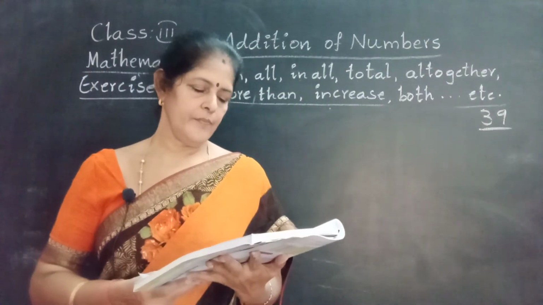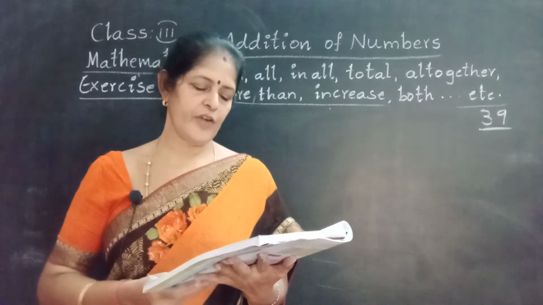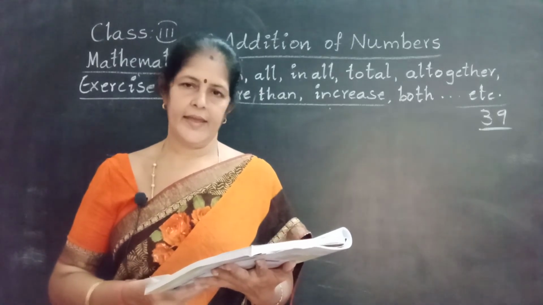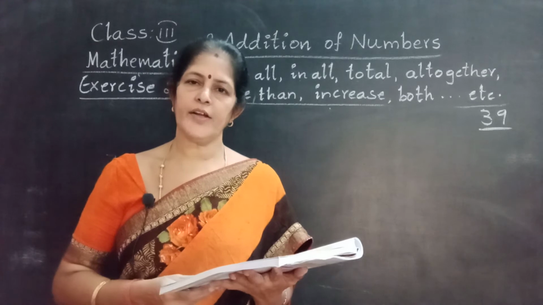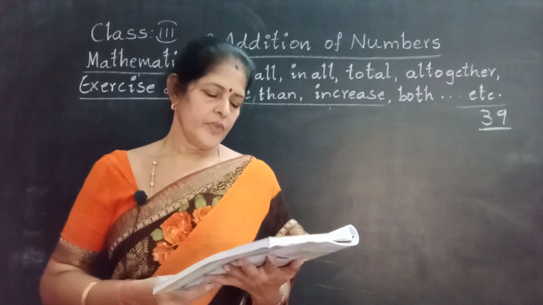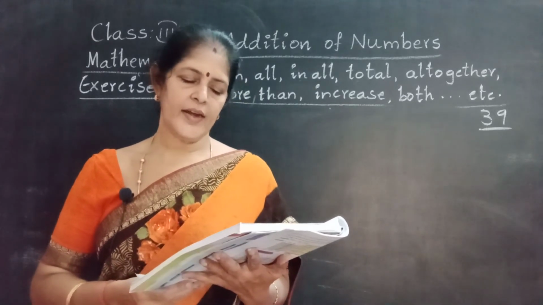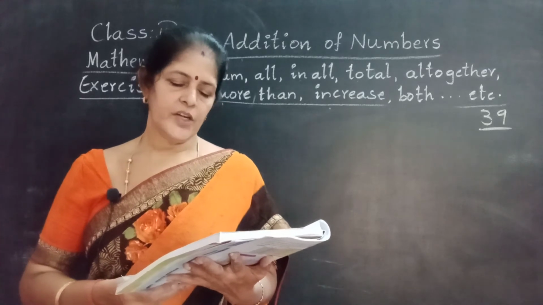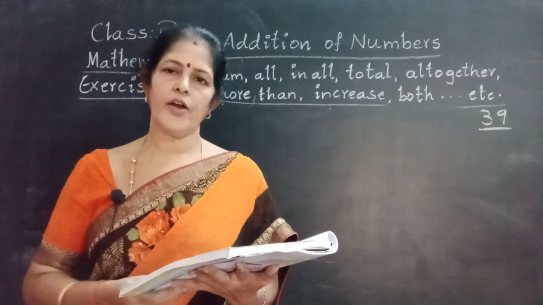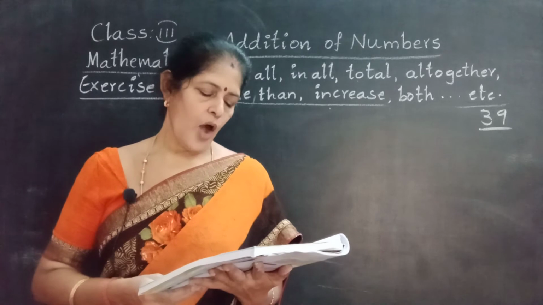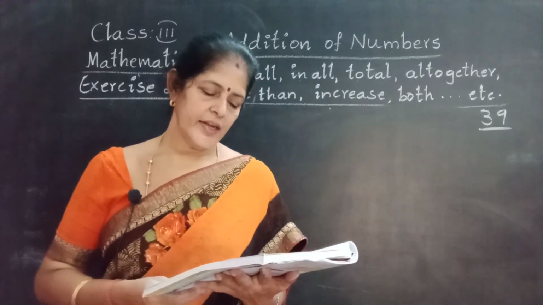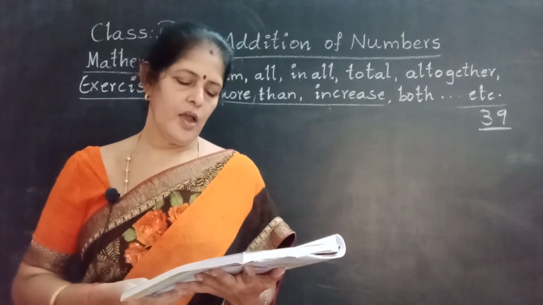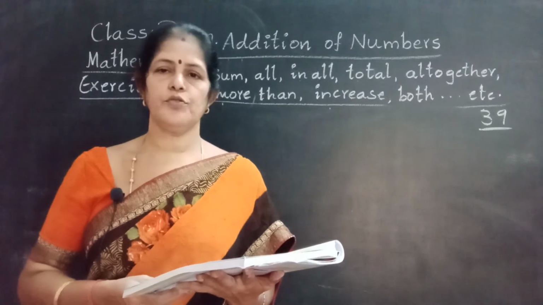243 people went to see a flower show on Monday. And 125 people went to see the show on Tuesday. How many people went to see the flower show on Monday and Tuesday?